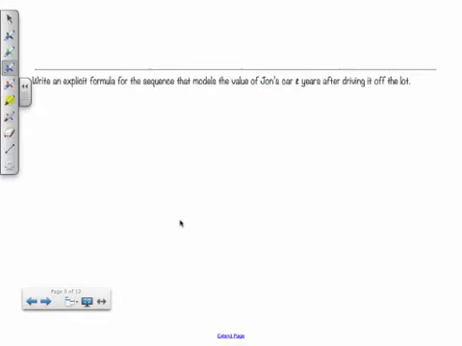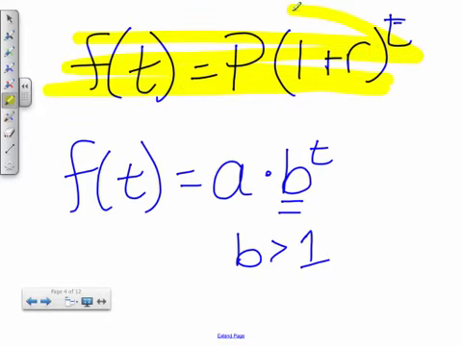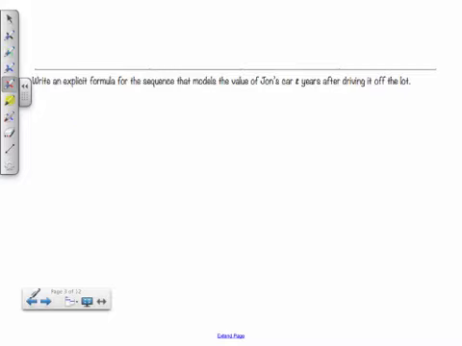But this only works if b is greater than 1. Now question B asks you to write an explicit formula for the sequence that models the value of John's car t years after driving it off the lot. Normally we would use this formula right here, where f of t equals the principal multiplied by 1 plus r to the t power. But that's if it's growing. But in this example, it's not growing, it's actually decreasing, it's decaying.